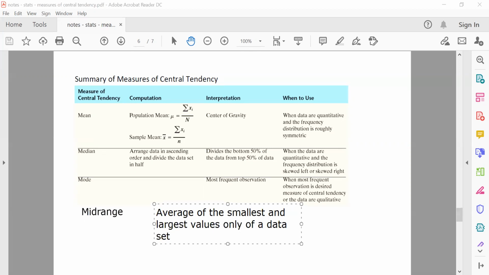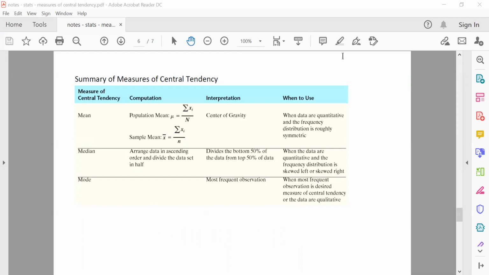So you take the minimum, the smallest value, plus the maximum, the largest value, and divide by 2. Bada bing, bada boom. It's not that difficult. For the mid-range, you might see one homework problem on it. It's not the most interesting.